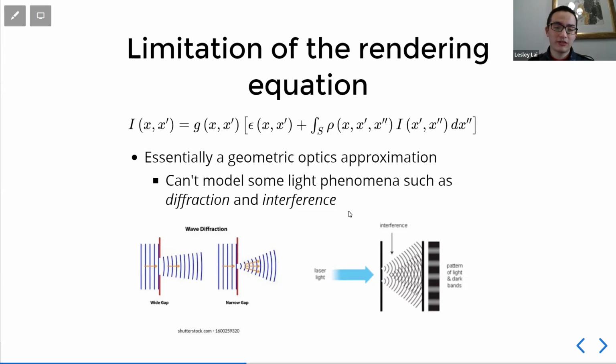Another effect we see is interference. So if we have 2 sources of waves, we can have in some places constructive interference where those 2 waves just add together. And in some places, we have destructive interference where those 2 waves cancel each other, and thus we can get some really interesting phenomena, but the rendering equation can't model that because we model light as rays.